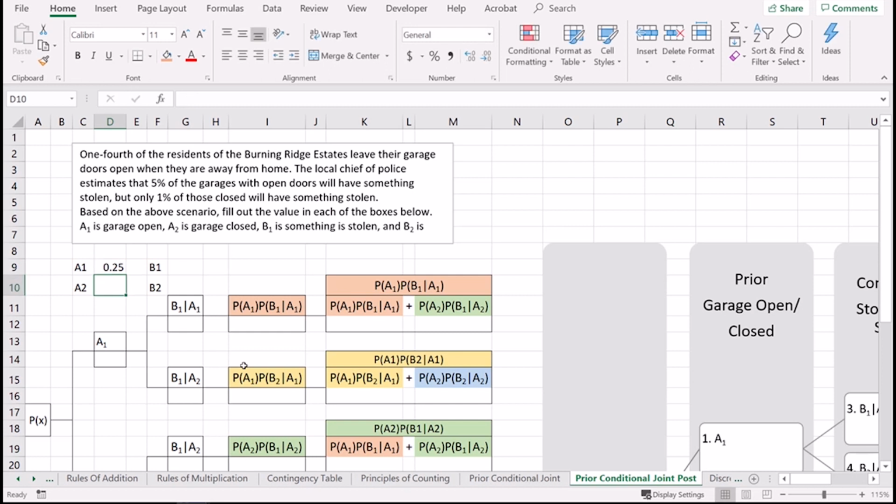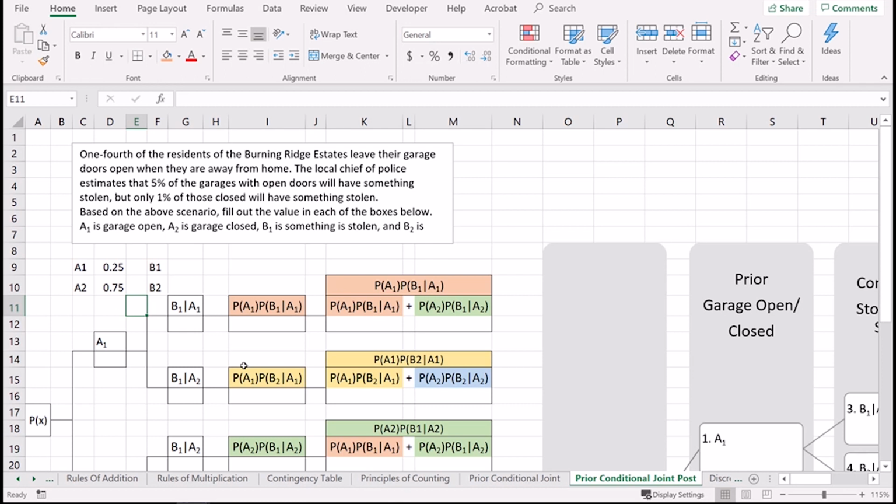If they are not leaving their garage door open, what are they doing? Leaving it closed. And what's the probability of them leaving it closed? 0.75. So 0.75 is the probability of the other event. So A2 is the probability of them leaving it closed. A1 is the probability of them leaving it open.